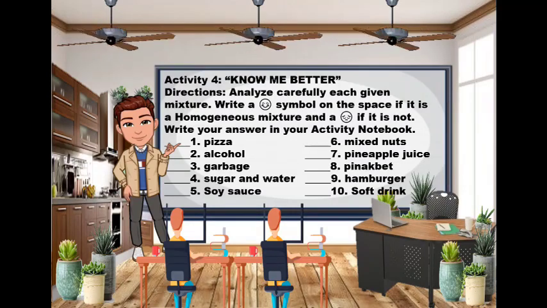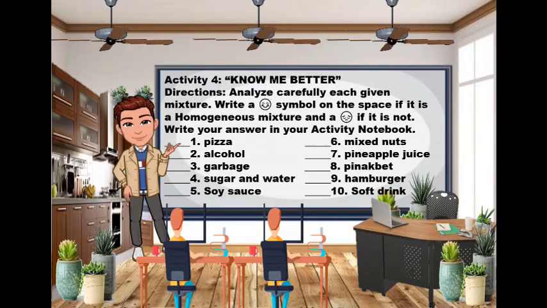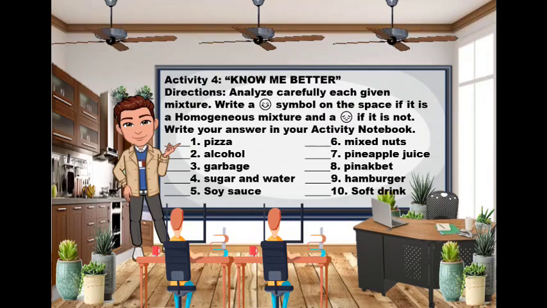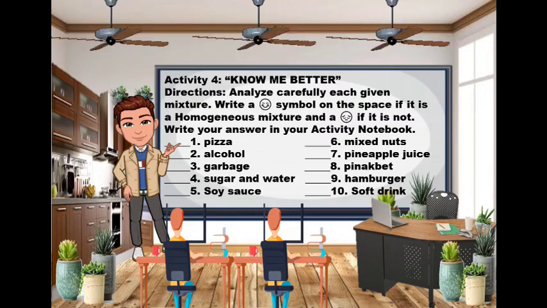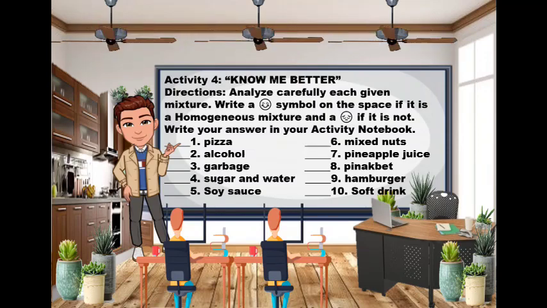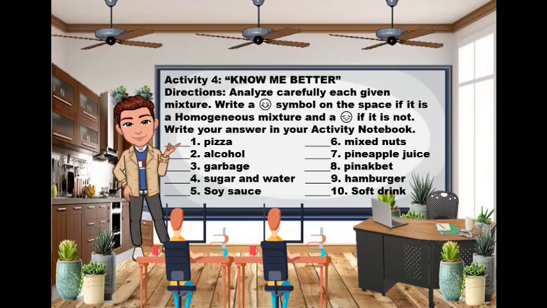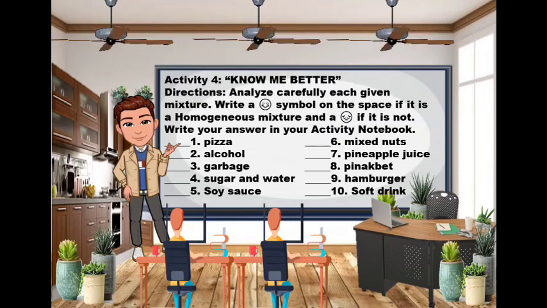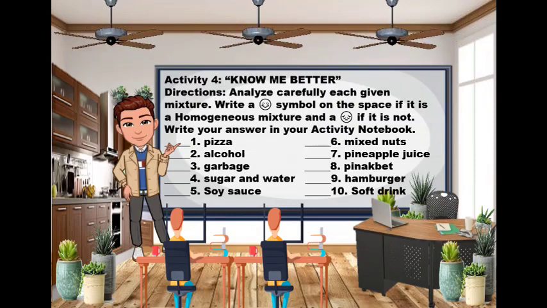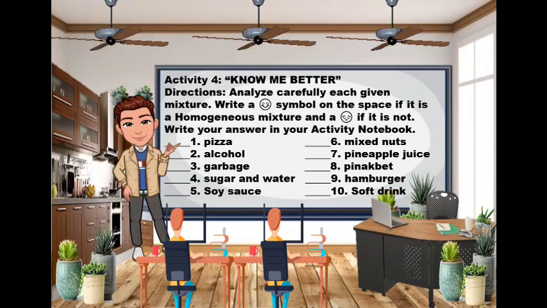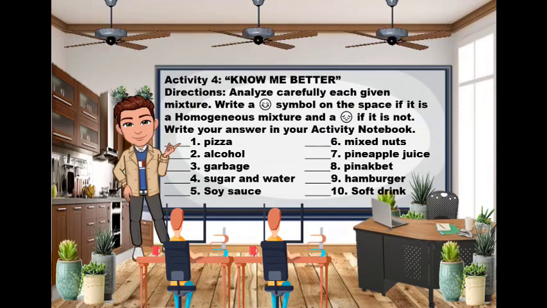For us to know better about homogeneous mixture, let us do activity number 4. All you have to do is to analyze carefully each given mixture. Write a symbol of a happy face on the space if it is a homogeneous mixture and a sad face if it is not. Write your answer in your activity notebook.